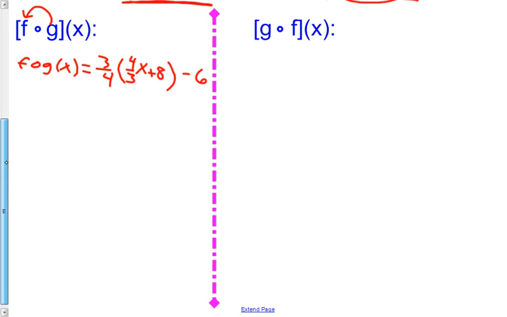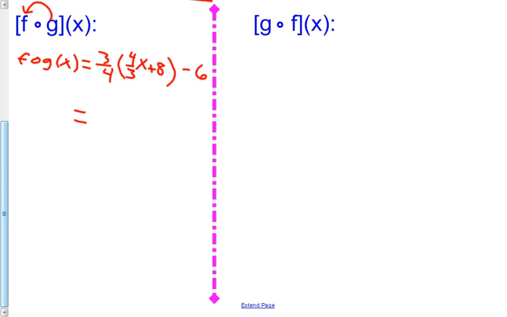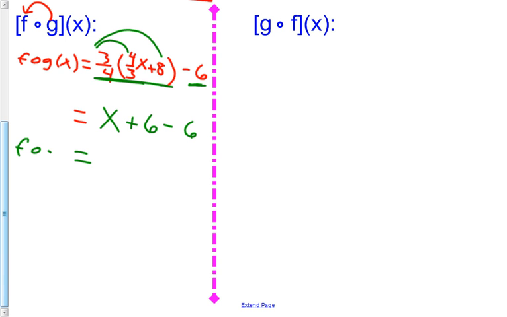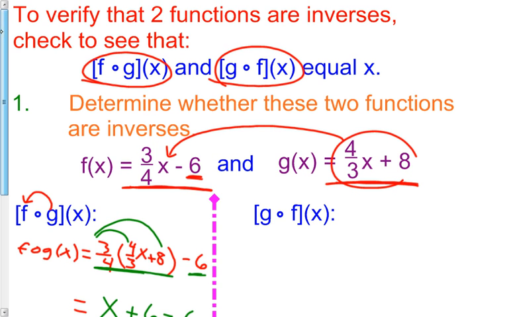So now we are going to simplify. First, we're going to distribute this 3/4. 3/4 times 4/3 is 12/12, and 12/12 is simply 1x. Now we're going to distribute the second one. 3/4 times 8 is 24/4, and 24/4 is the same thing as 6. So we have x plus 6 when we distribute, and then we still have this negative 6 out here. So what do we get when we have f of g of x? We get x. And class, if they're inverses of each other, that's what we need. They equal x. But we can't stop here.